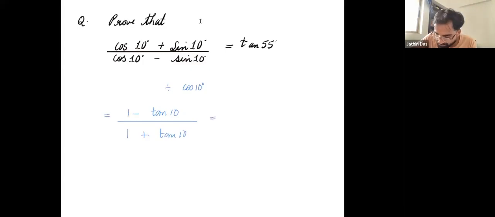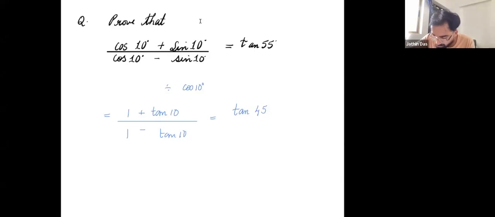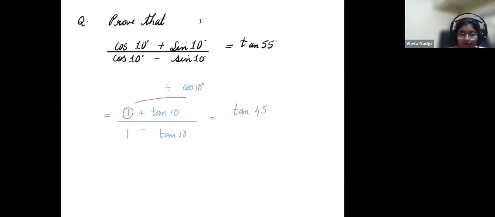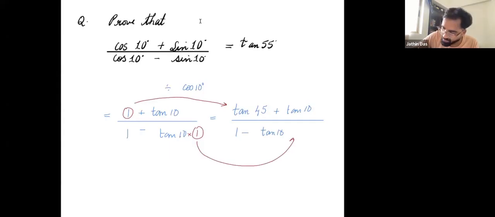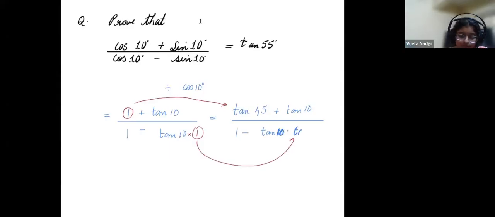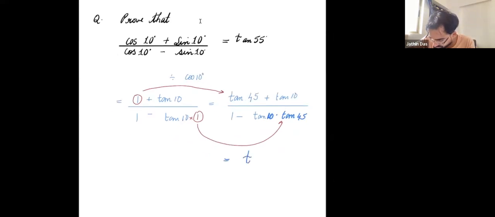So now, 1 ke badle, listen to what I'm doing. This will help you. Comes the next formula. 1 ke badle I can write tan 45. Okay, plus and minus. So tan 45 plus tan 10 divided by 1 minus tan 10. And I know that this is also 1. But 1 ke badle, can I write tan 45? Yeah. So it comes as tan 55.